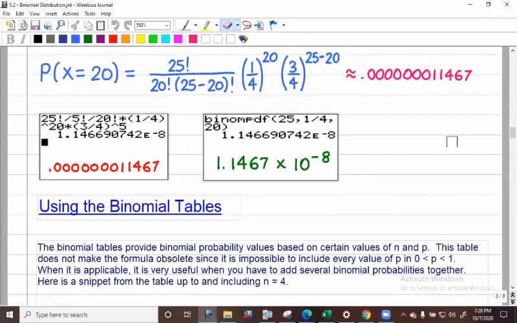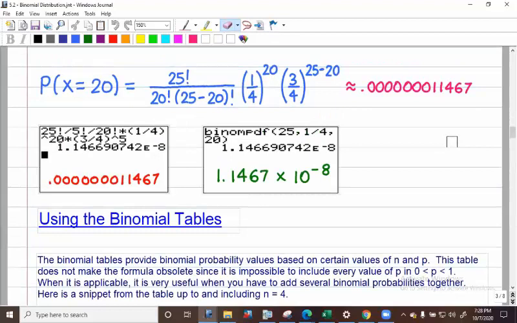Now, we're going to start looking at less than, greater than or equal to, less than or equal to, which means we have to add several binomial probabilities together. And that means I'm going to introduce that binomial table, that chart I was just showing you.